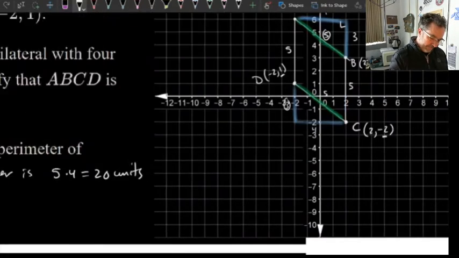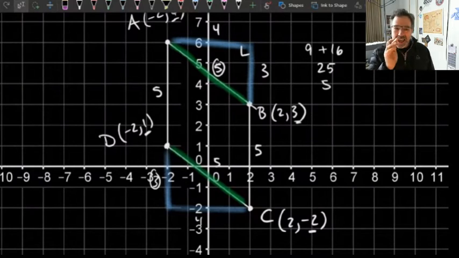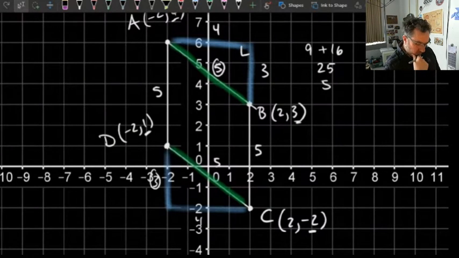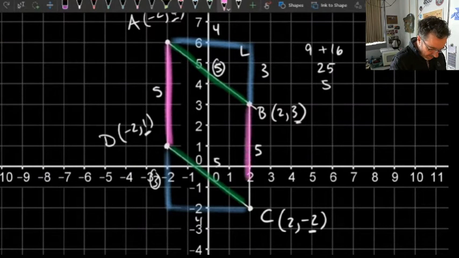Area? Well, the area of any parallelogram is just base times height. Now there's something funky, right? The height literally needs to be the distance between the two things I'm going to choose to call bases. So if I look at this thing I'm going to highlight in pink, that's a base. That's 5 units long, and this is a base.